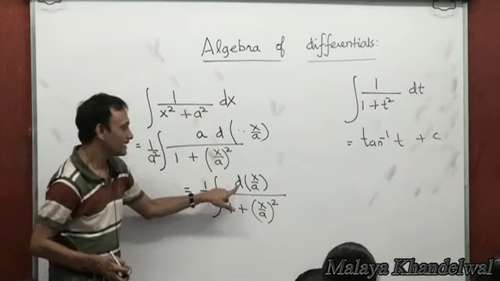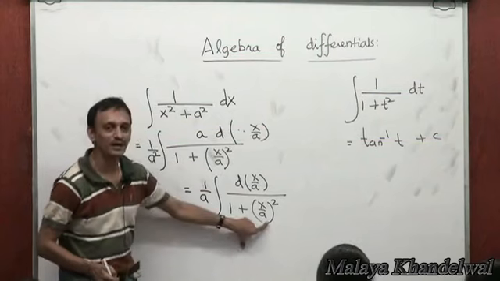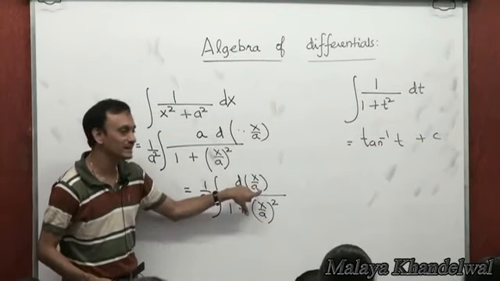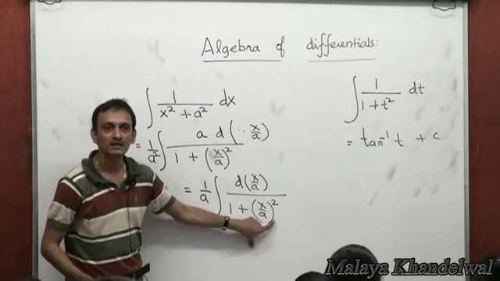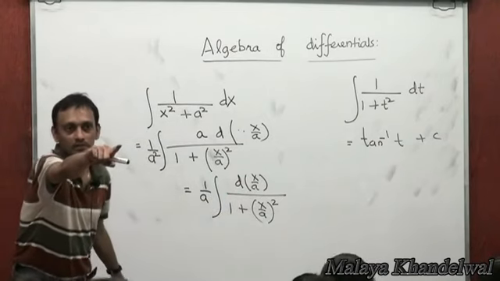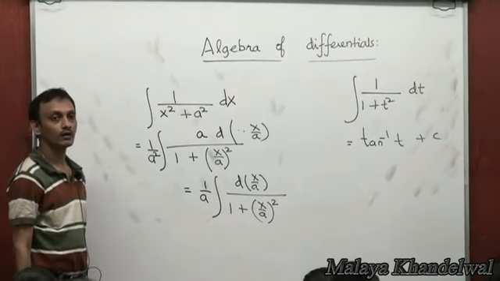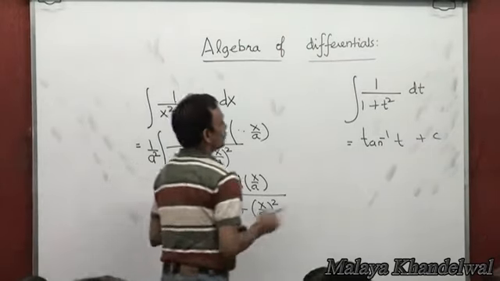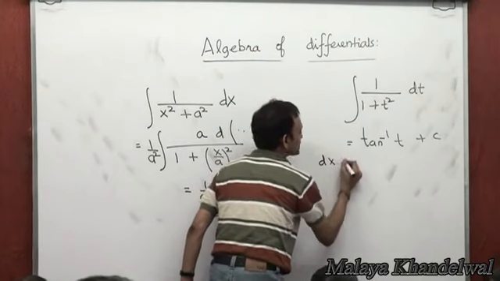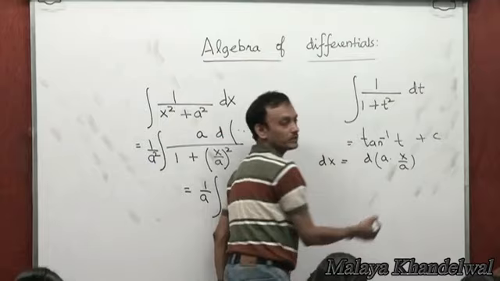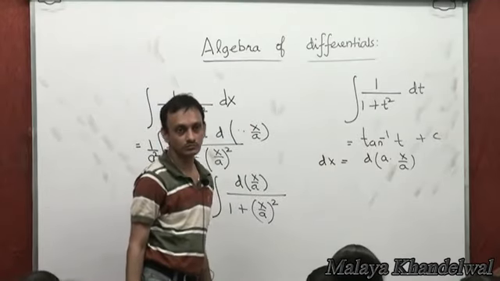Now the form is dt by 1 plus t squared. Is it not of the form integral dt by 1 plus t squared? You're confused a little bit. Where? d of x by a. No, I wrote dx as d of a into x by a. Tell me, is it okay so far?